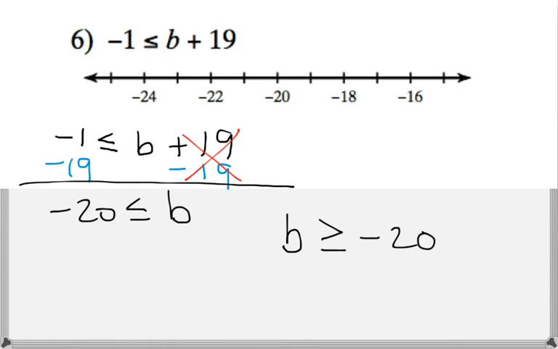Determine whether you need an open or a closed circle. It has the or equal to part of the symbol, so we need a closed circle at negative 20. Here's negative 20. Go ahead and close in the circle. And we want b is greater than. Everything greater than that is over here to the right. So we can go ahead and color in our graph. And we have completed this problem. Hopefully this video has helped explain how to solve simple inequalities when you need to use addition or subtraction.